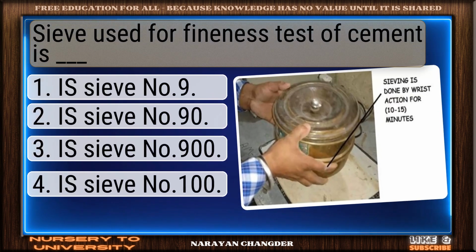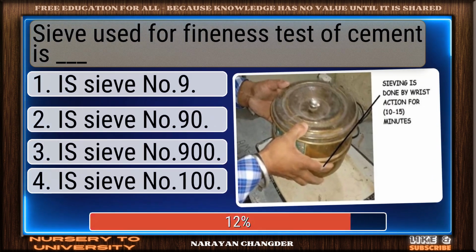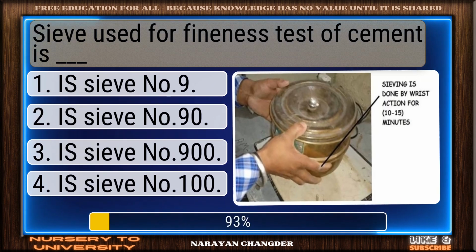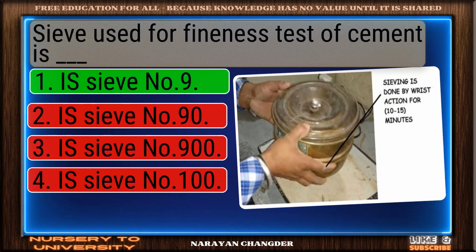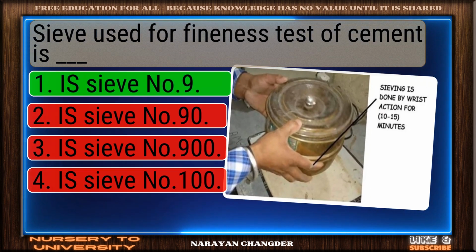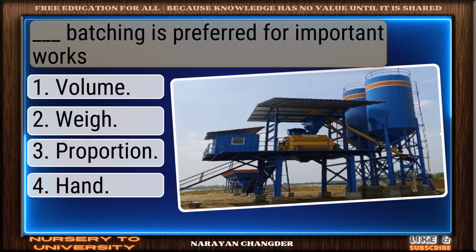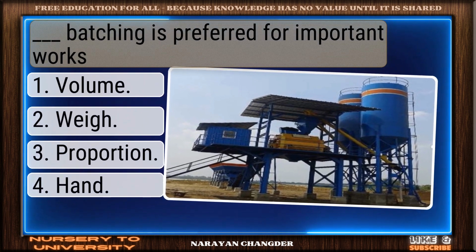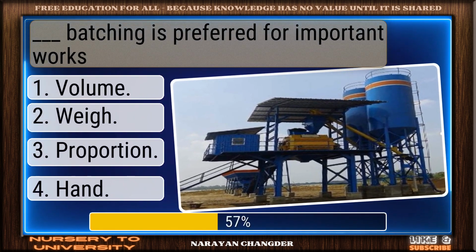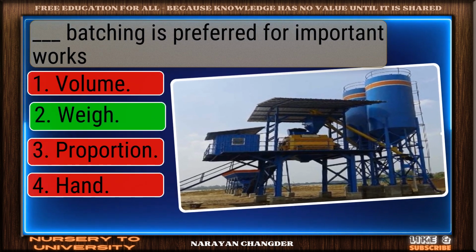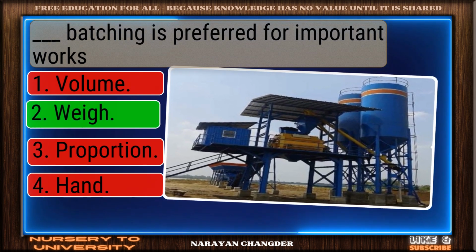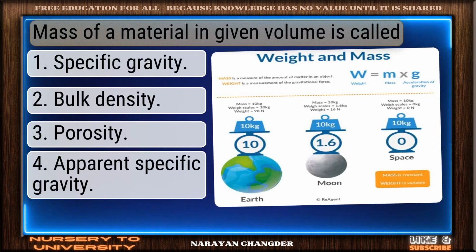Sieve used for fineness test of cement is dash. Right choice. Is sieve 0.9 is the best answer. Dash batching is preferred for important works. You're right. Way is the correct answer.